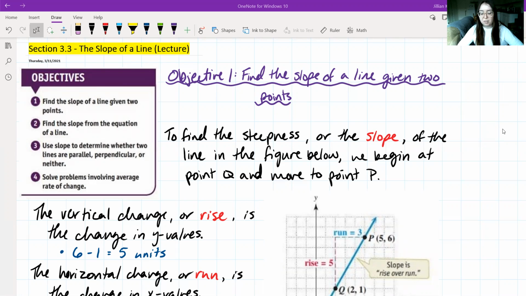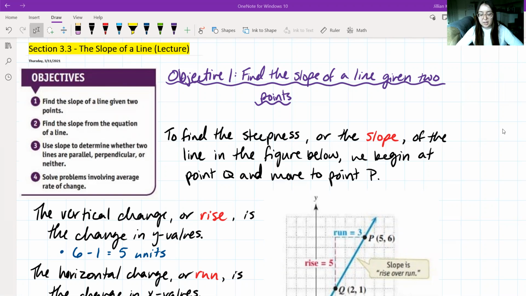So objective 1, we want to find the slope of a line given 2 points. In our last section, we really focused on graphing lines, and now we want to find the slope of this line. Slope is referring to the steepness of the line, whether it is very steep, not as steep, anything along those lines.